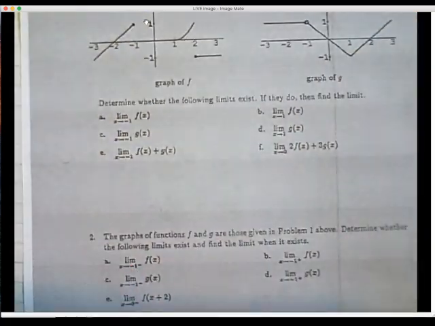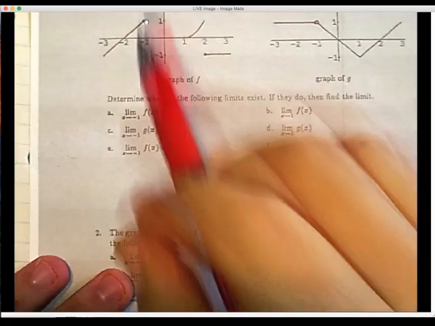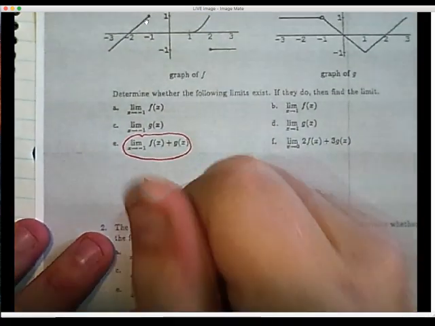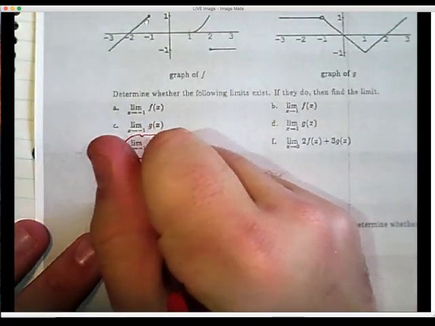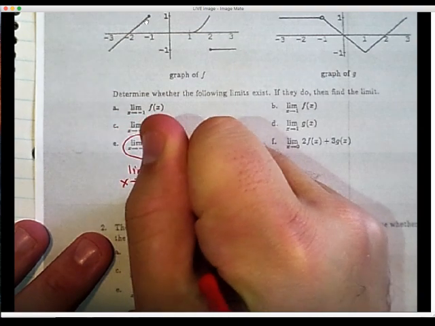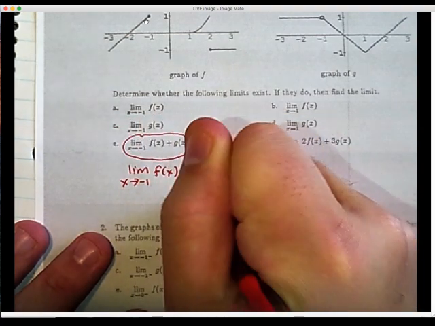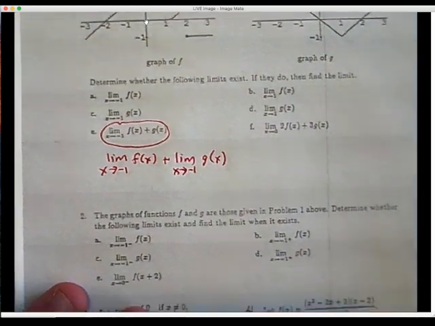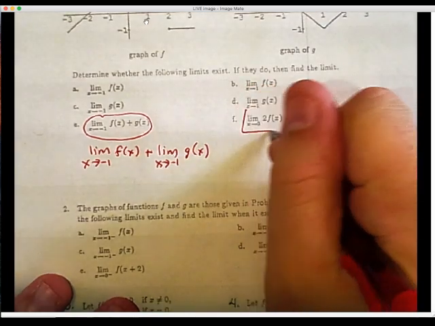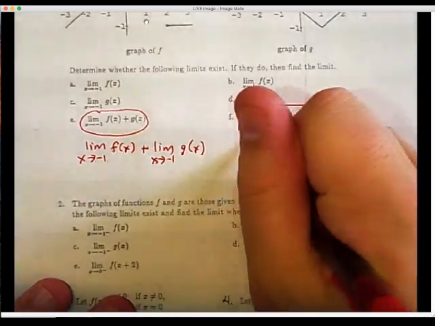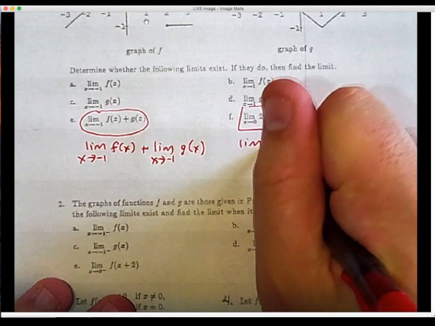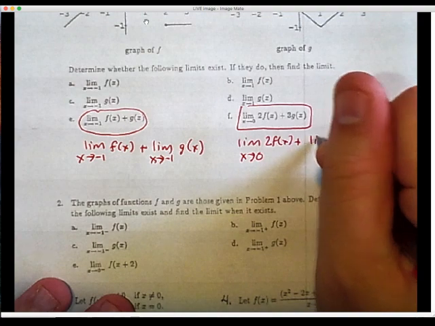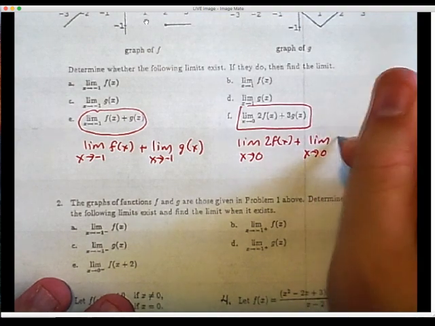On the back, you have some more practice with limits. Now, I will give you a hint here. On section 4, what you can actually do on this problem, when you have a limit of a sum, you can break that into a sum of limits. So you can rewrite that as this. You can do the same thing here. And you can write that as the limit of 2f of x as x approaches 0 plus the limit as x approaches 0 of 3g of x.